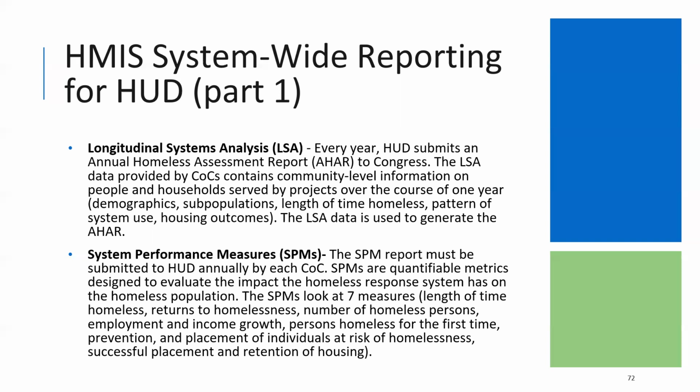There's also the system performance measures report, again, submitted annually to HUD by the CoC. The system performance measures are quantifiable metrics that really look at how your system is addressing homelessness and whether it's effective. So the SPM pulls data on 7 measures, including length of time homeless, returns to homelessness, number of homeless persons, employment and income growth, persons homeless for the first time, prevention, and how folks exit from the system, whether they have a successful exit to permanent housing or retaining their housing. So the SPMs are looking at a lot of different measures of success within the CoC.